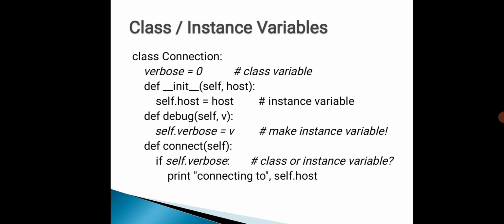Class and instance variables. class Connection, verbose = 0. Definition of init: self, host, self.host = host. Definition of debugging: self, v, self.verbose = v. Definition of connect: self, if self.verbose, print connecting to self.host.